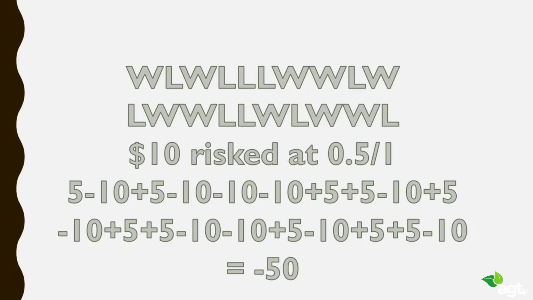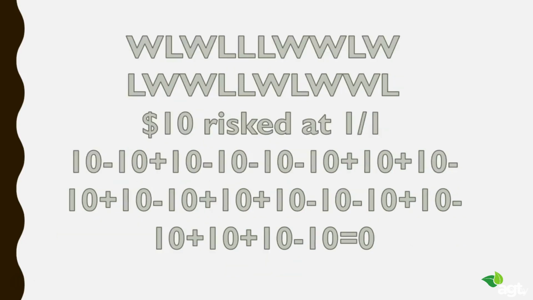Now let's say you did the same thing again, but this time you had a 1-to-1 risk-reward ratio. Your reward was the same amount as your risk. You would end up with 0, and I'm keeping this simple now. I'm not taking into account any spreads, which is the fees that you pay brokers or anything like that. So just doing the basic numbers.